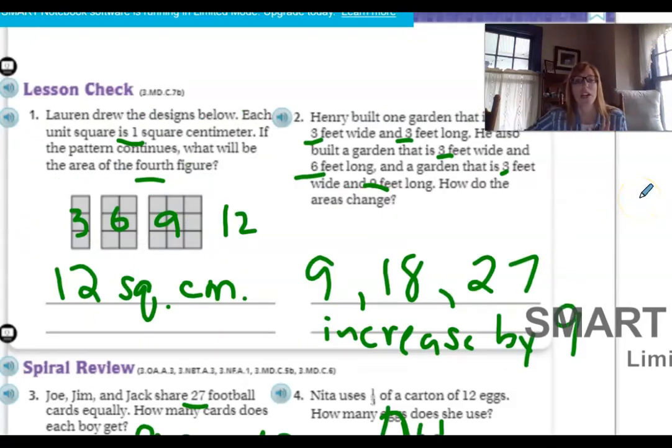All right, so Lauren drew the designs below. Each square unit is 1 square unit, 1 square centimeter. If the pattern continues, what will be the area of the fourth? So you could see I put 3. Then there were 2 groups of 3, so that means 6. Then 3 groups of 3, which would be 9. And then if I had 4 groups of 3, it would be 12 square centimeters.